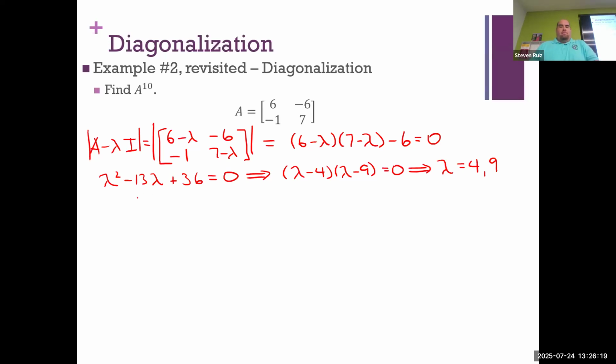Okay. So A minus 4I equals 2, negative 6, negative 1, 3. What do we do with that? When we reduce it, what do we get? So I basically, one of the rows I can turn into zeros. So I know I've been doing that kind of quickly in the last few examples. Why am I allowed to do that?